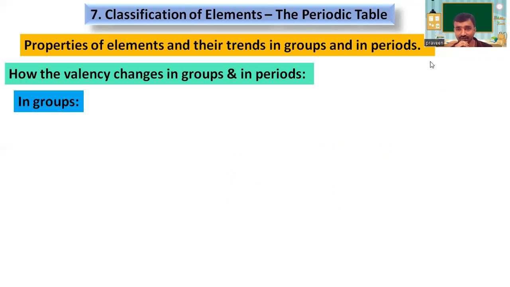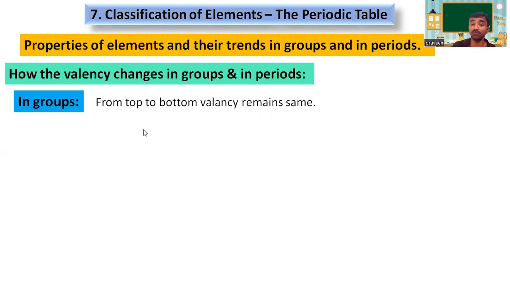Observe the general electronic configuration. Valency depends only on the valency shell electron count, the last outermost shell configuration. So the elements that fall into the same group have a similar valency shell electronic configuration: 3s1, 4s1, 2s1, 1s1, like this, right? So there is no change in the valency shell electron count in the groups. So that's why, from top to bottom, valency remains the same.